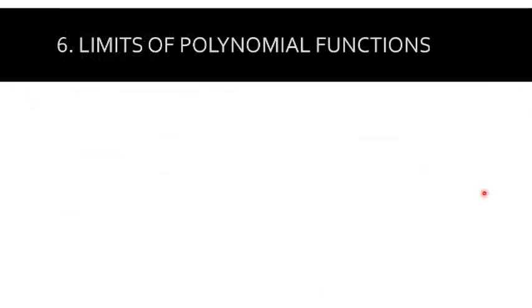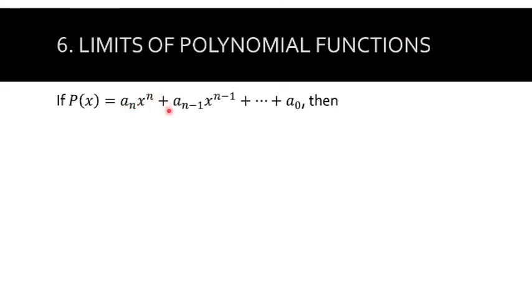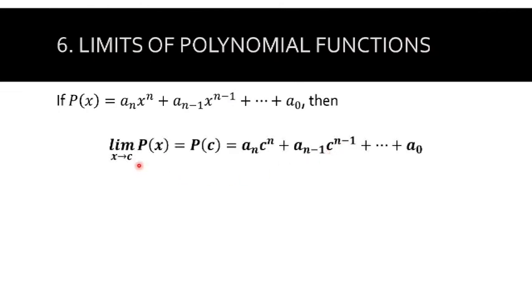Okay, number 6, the limits of a polynomial function. Given a polynomial function p of x, which is equal to a sub n x raised to n plus a sub n minus 1 x raised to n minus 1, and so on and so forth up to plus a sub 0, then the limit of the polynomial function as x approaches c is equal to the function value where x is equal to c.